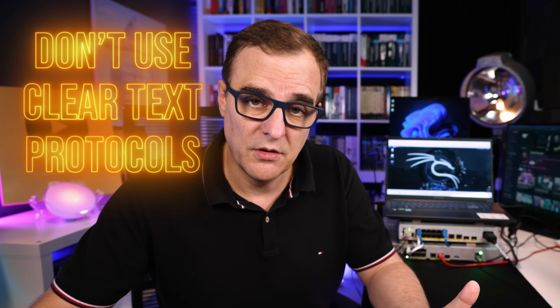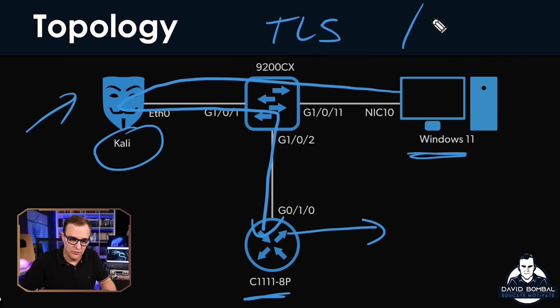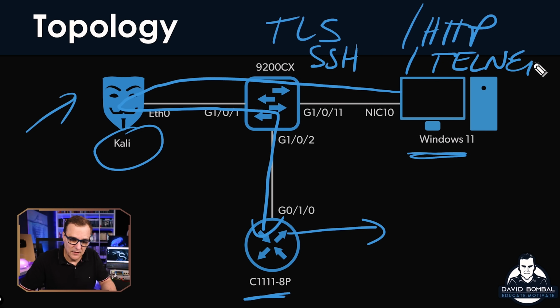This is why you don't want to use clear text protocols in today's networks. You want to use encrypted protocols. So as an example, you want to use TLS rather than HTTP. You want to use SSH rather than Telnet. A very bad idea to use these kind of protocols in networks today.